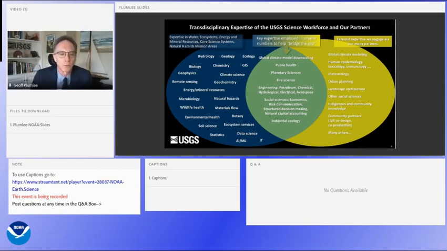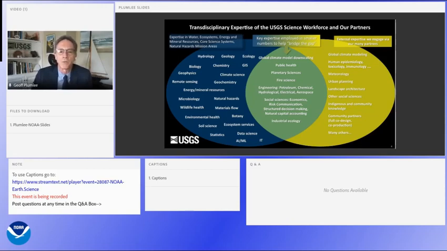Our disciplines are shown in blue, the blue circle across our different mission areas, and you can see all the different hydrology, geology, biology, geophysics, things like ecology, botany, environmental health, and also, of course, disciplines like data science, expertise in artificial intelligence, machine learning, computer science, statistics, soil science. But increasingly, our disciplines are interacting with other external disciplines in the yellow cloud through partnerships.